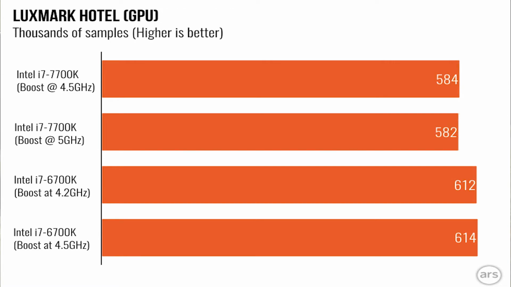This is another test that was done with Luxmark Hotel. This is testing the GPU. And look again, Skylake is actually beating Kaby Lake by around 30 points or so. So Kaby Lake isn't necessarily that much of an upgrade over Skylake when it comes to performance like this. In fact, sometimes it's a decrease in performance. So if you're still running Skylake, definitely keep with Skylake.